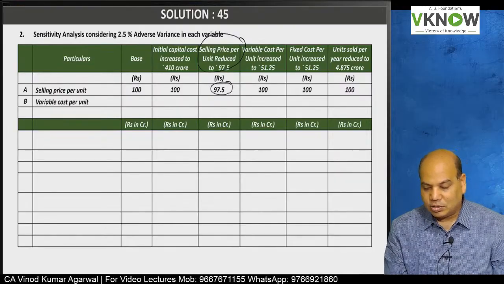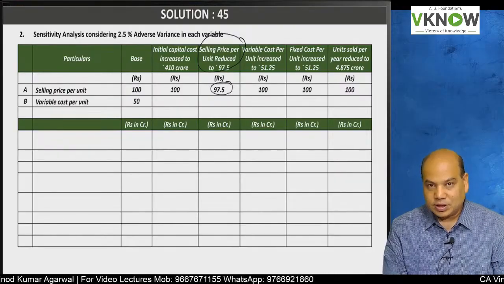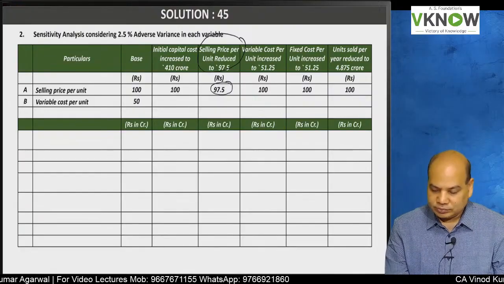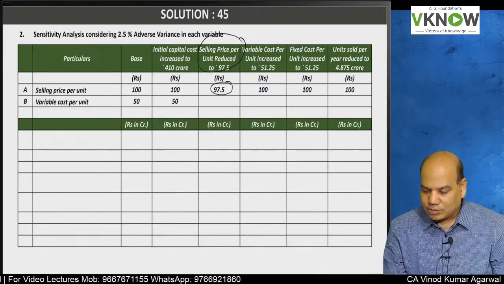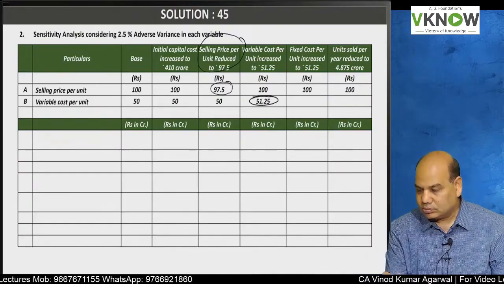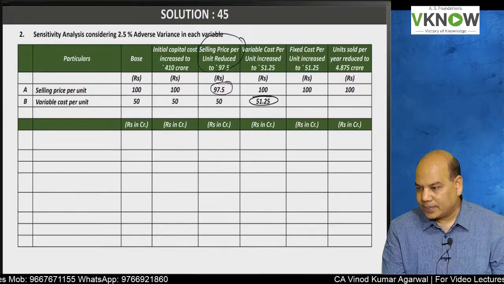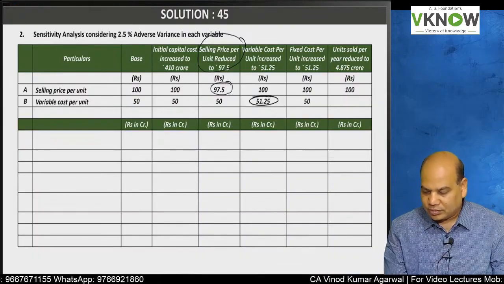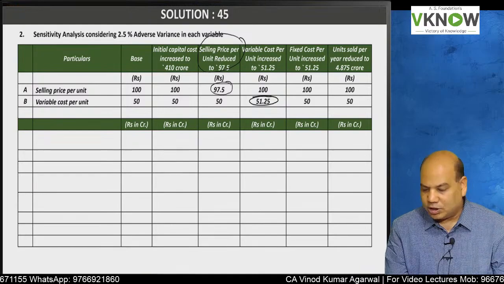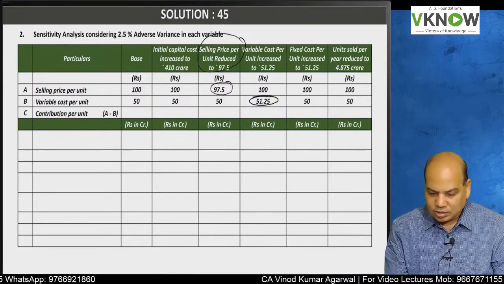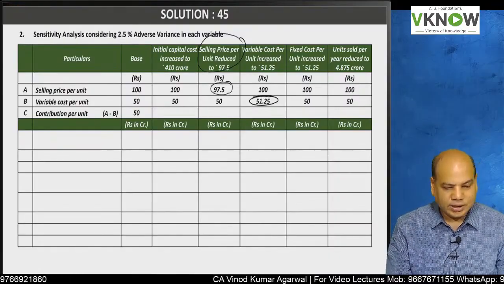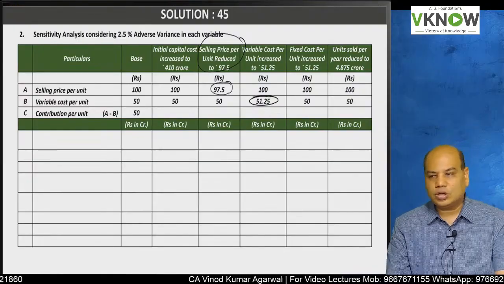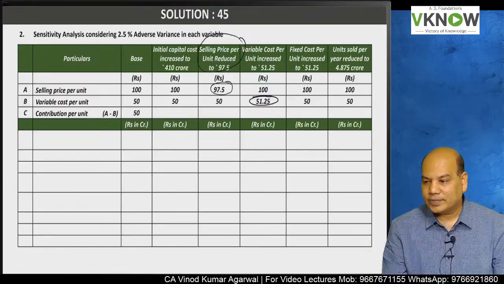Then we'll take variable cost per unit. Base is 50. All columns will be 50 rupees. Only this column will change: 51.25. In other columns, variable cost per unit in rupees will be 50. And therefore contribution per unit, A minus B.